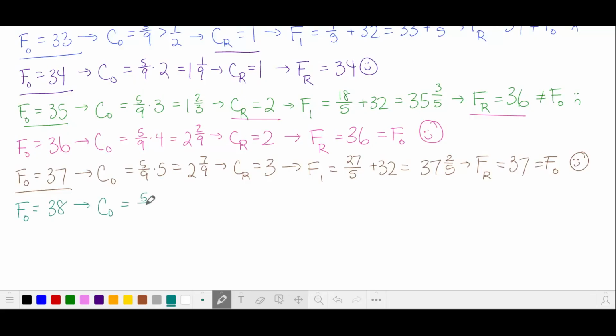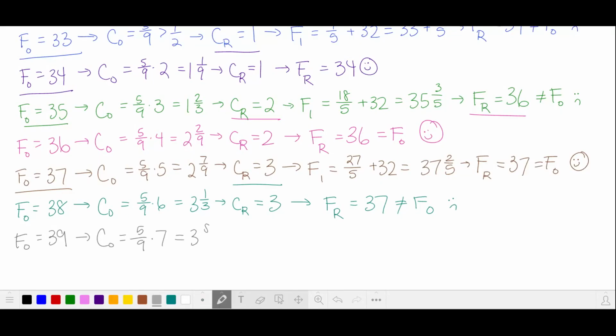38 degrees, 5/9 times 6. This is 3 1/3, which is going to round down to 3. Same as above. When we plug this back in as before, we get 37, not the same as what we had before. When our temperature is 39 degrees, we get 3 8/9, which is going to round up to 4 degrees Celsius, and then we'll convert it back. So our fractional part is 1/5. So that's going to round down to 39 degrees, and that's what we started off with, and another success.